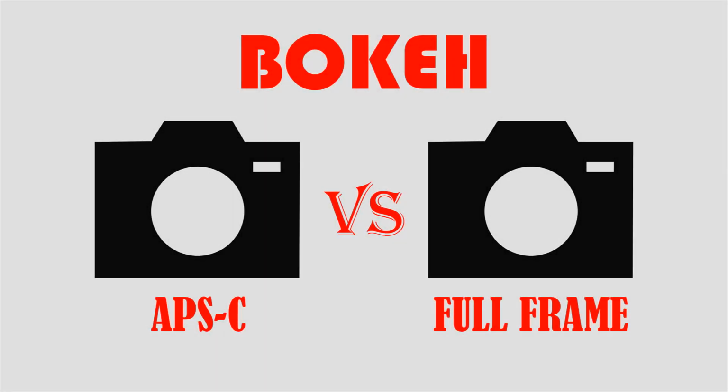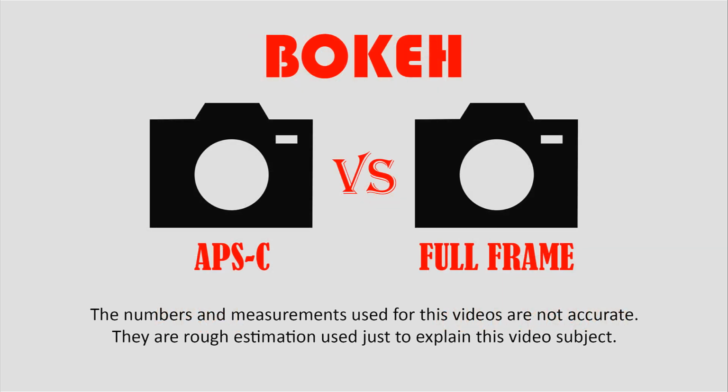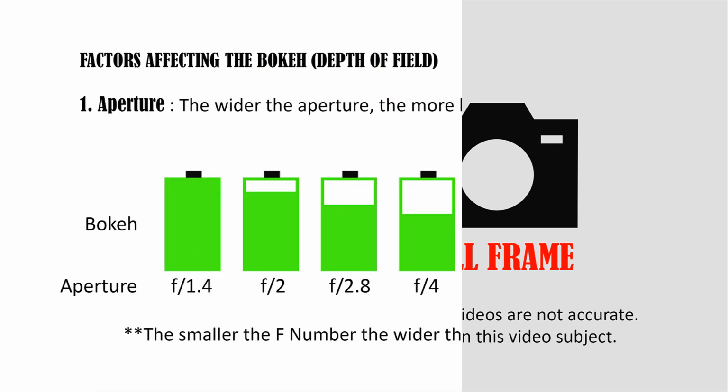Hello everyone. Today let's talk about bokeh or depth of field on full frame camera versus APS-C camera. Bokeh is not just the out of focus amount, but it is the visual quality of the out of focus area of a photographic image. But for the purpose of this video, I will use the term bokeh to quantify the amount of out of focus.